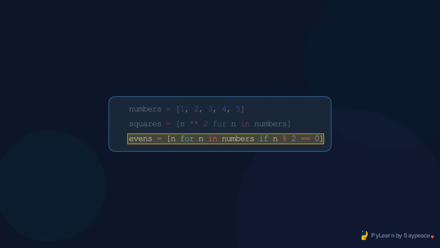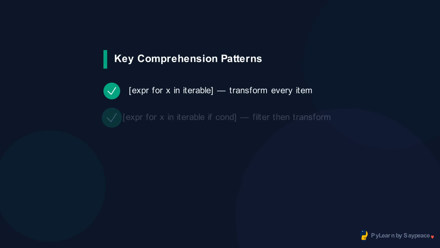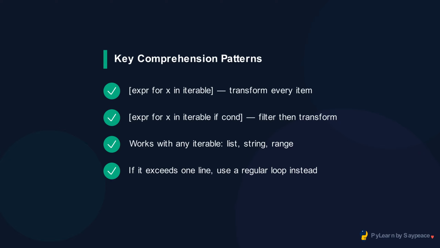Add a condition after the for clause to filter. Only even numbers make it through. Transform strings, call a method on each item. Result, hi, there. List comprehensions are one of the features that makes Python code beautiful and compact. Learn to read and write them fluently.